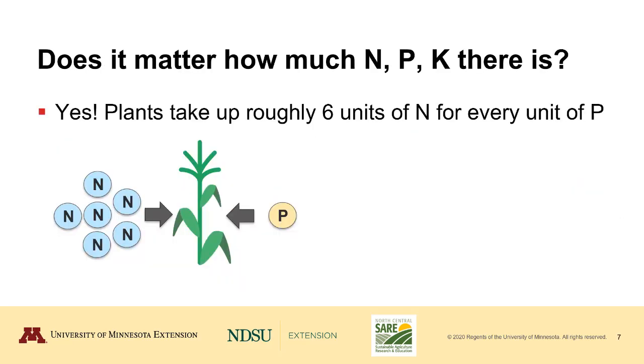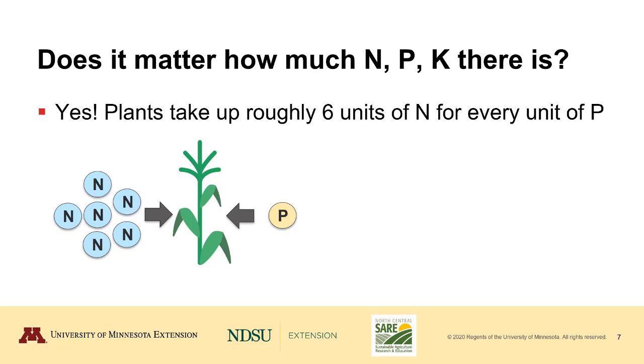The next question is, does it really matter how much N, P and K there is? And again, yes. It turns out that plants need different ratios of these different nutrients. It's a rule of thumb that there's roughly 6 units of nitrogen taken up for every 1 unit of phosphorus. And this, of course, can change depending on what crop you're growing, when you harvest it, that sort of thing.